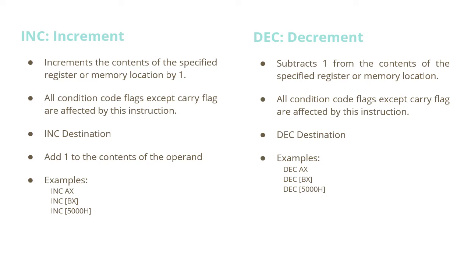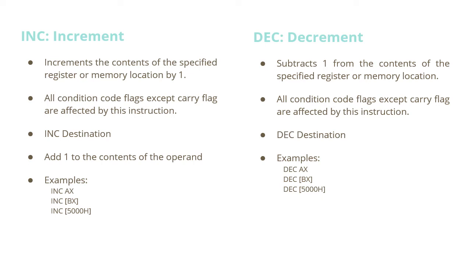Next is the decrement operation, which is specified as DEC. Here a value of 1 is getting subtracted from the contents of the specified register or memory location. Here also all the condition code flags except the carry flag are getting affected. The format of this instruction is DEC destination. The example of this instruction is DEC AX, where the contents of the AX register is getting decremented by a value of 1.